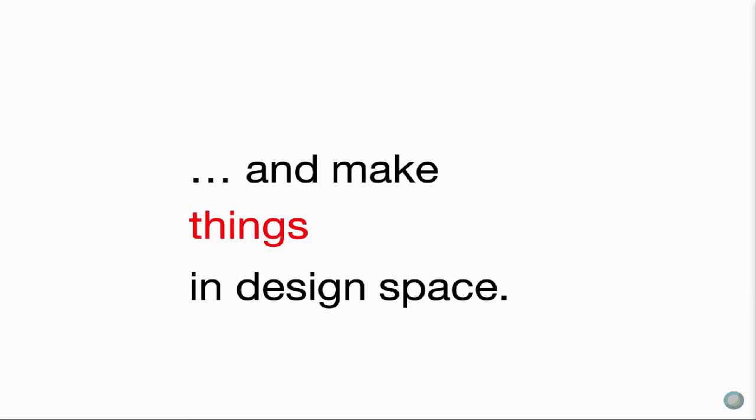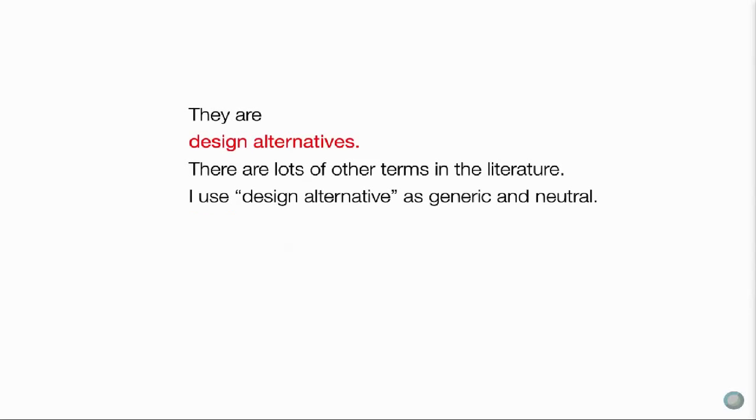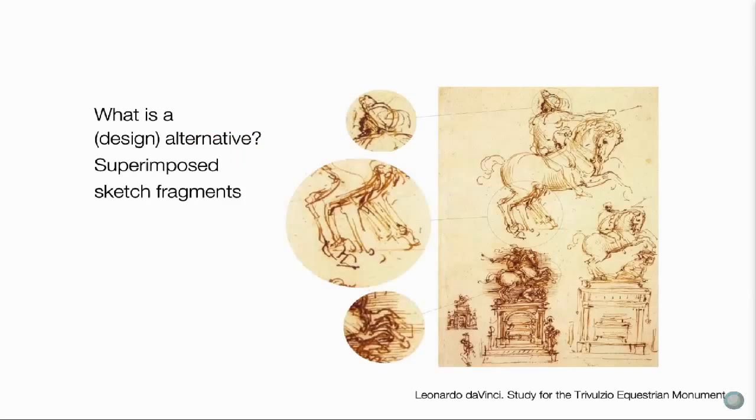So designers make things in design space as they sketch. What are these things? Design alternatives. Now, I know there's lots of terms in design literature. I won't argue about the validity of such terms: variations, alternatives, versions, options. I use design alternatives in all my work as a generic and hopefully pretty neutral term. Let's look at some design alternatives.